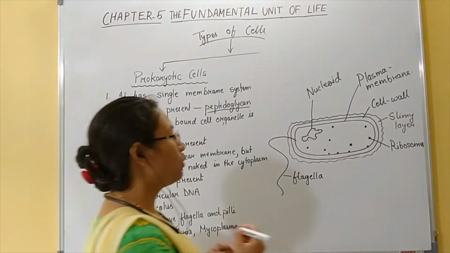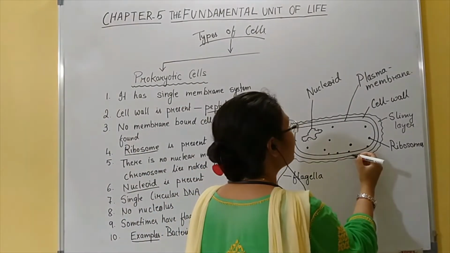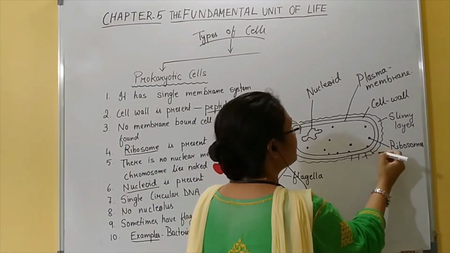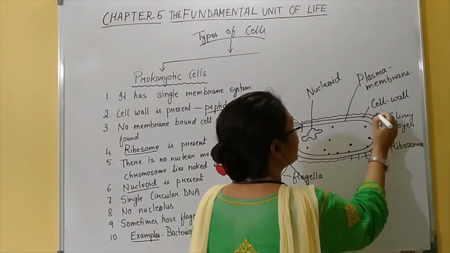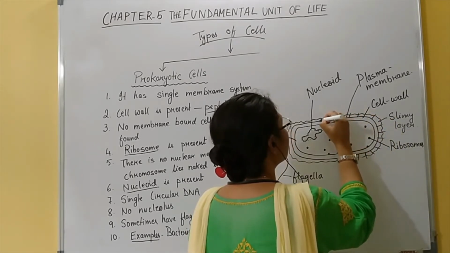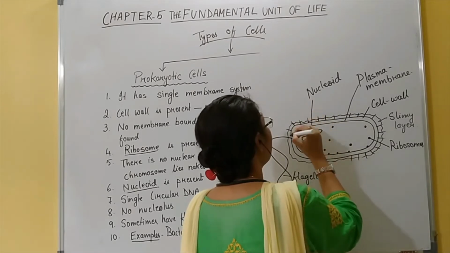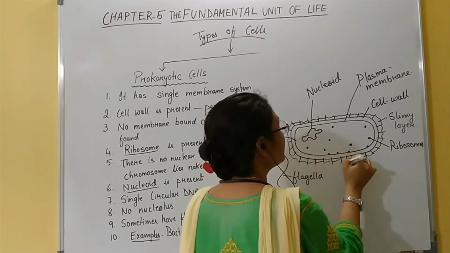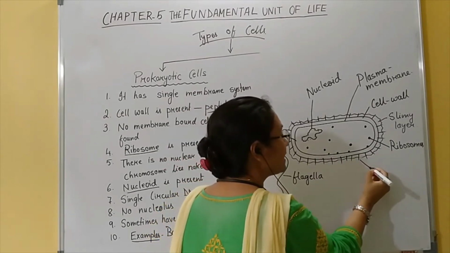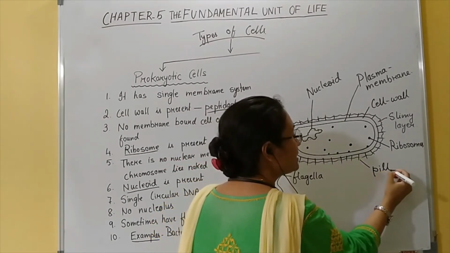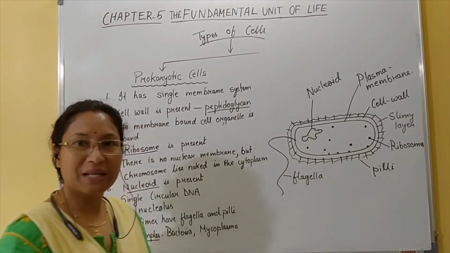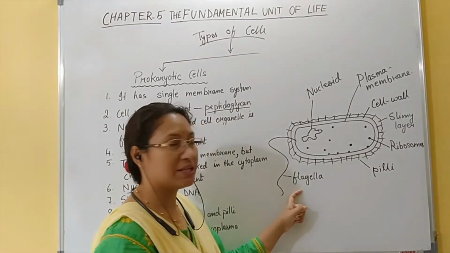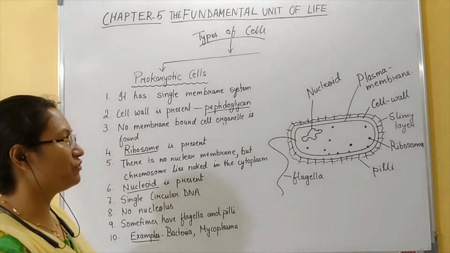cell. And also in many cases we see that from the cell wall arises some tiny hair-like structures which will be present all around the cell and which will help the cell during the reproduction time, and these hair-like structures are named pili. So pili will help in reproduction and flagella will help in the movement of the cell.